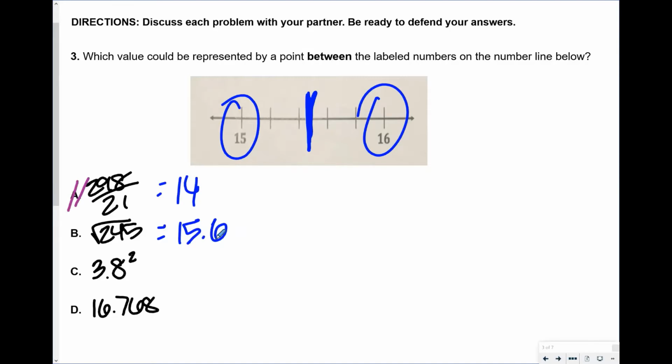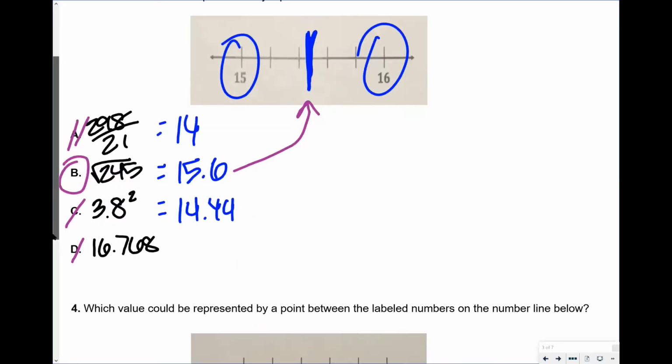So we go to C. We got 3.8 squared, which gives us 14.44. Is that between 15 and 16? No, so that works out. Then we got D, 16.768. Obviously no, because that's past 16. So our answer is B. This is between here. It's not hard. So very simple.